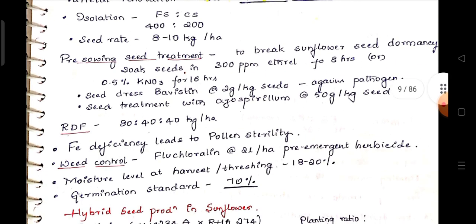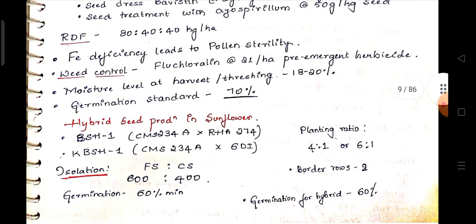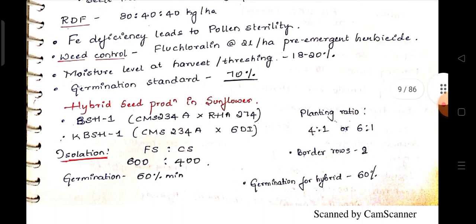Fertilizer doses 80, 40, 40 NPK kg per hectare. Iron deficiency leads to pollen sterility. Weed control is done with fluchloralin at the rate 2 liter per hectare, a pre-emergent herbicide. Moisture level at harvest and threshing should be 18 to 20%. Germination standard should be 70%.